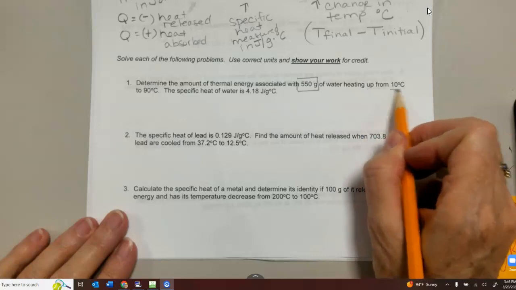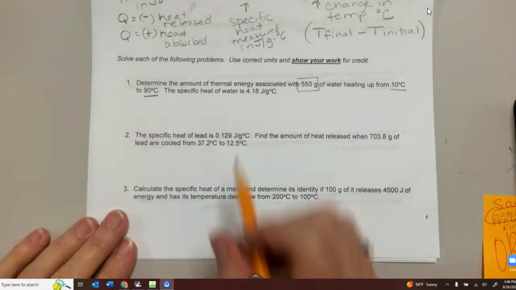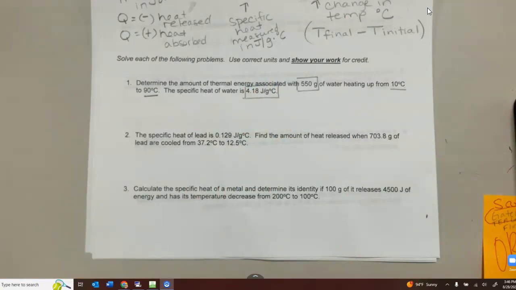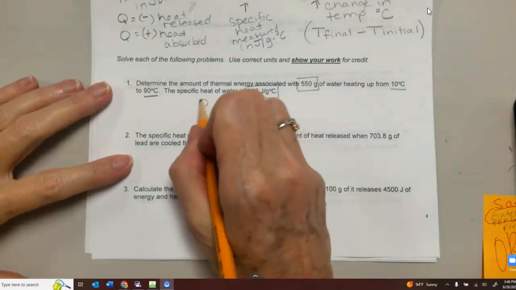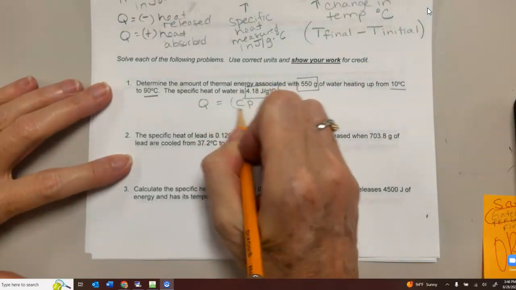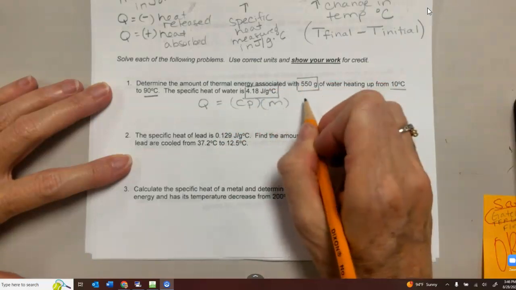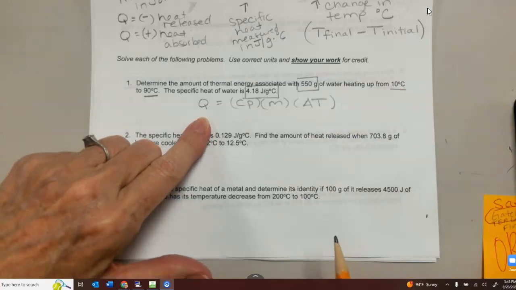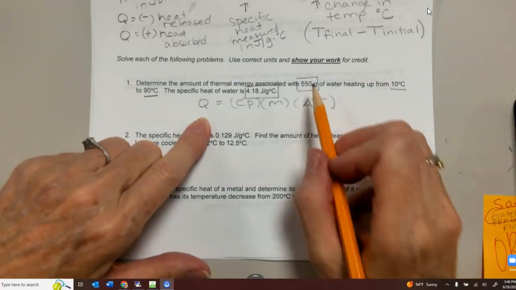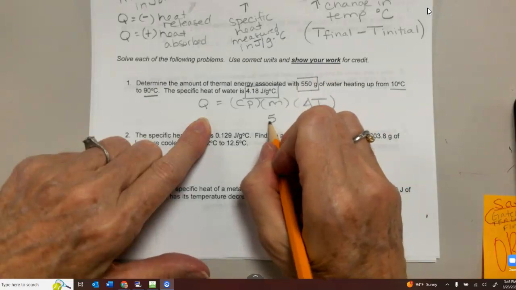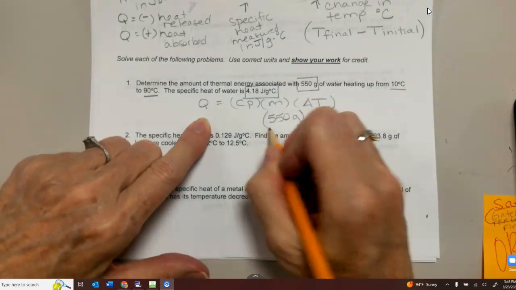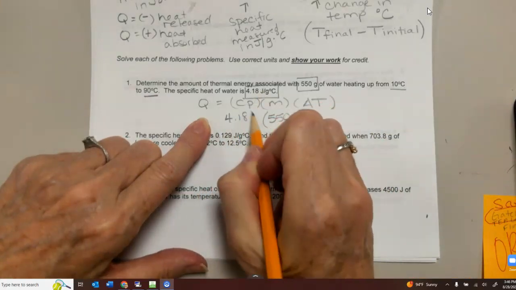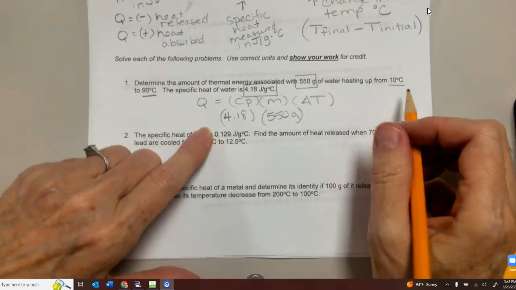Okay, determine the amount of thermal energy associated with 550 grams of water heating up from 10 degrees Celsius to 90 degrees Celsius. And it says the specific heat of water is 4.18. So again, we're going to solve. I've got Q equals specific heat times mass times delta T. All right, so what do we know? We know mass is 550 grams. We know specific heat is 4.18. And we know our temperature.